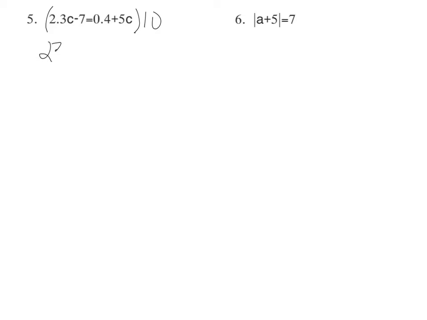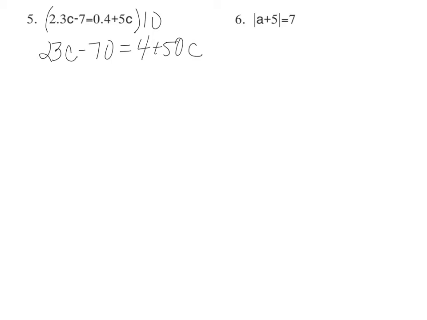So I get 23c minus 70 equals 4 plus 50c. Now I have an equation without decimals in it. Same thing is true if it had two decimal places, the hundredths place, you would have to multiply by 100 to get rid of the decimals.